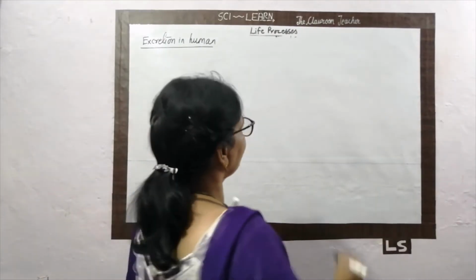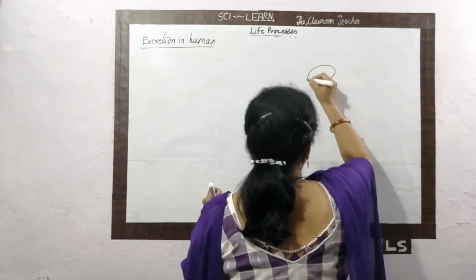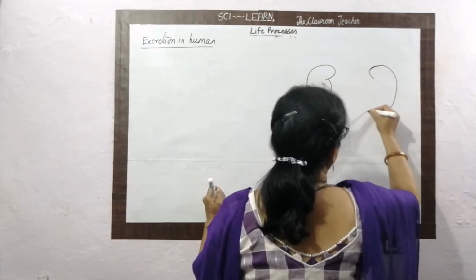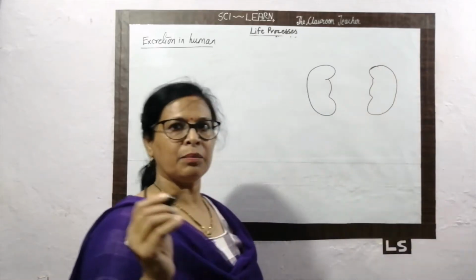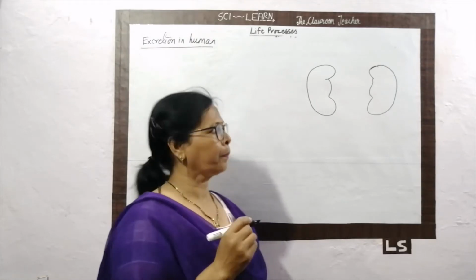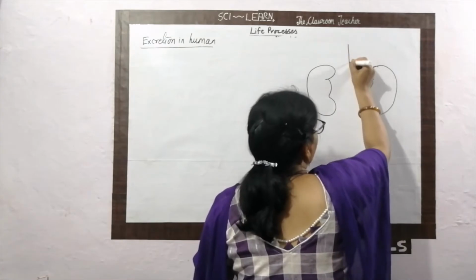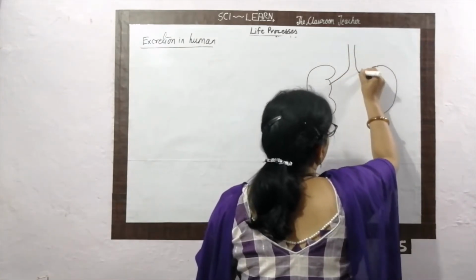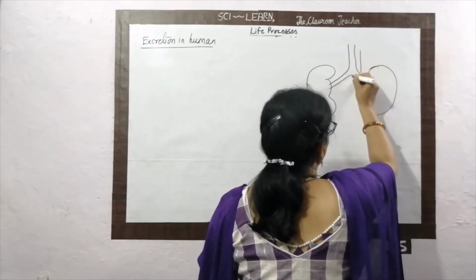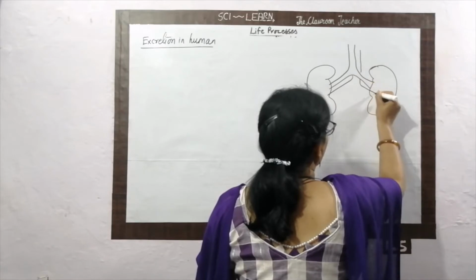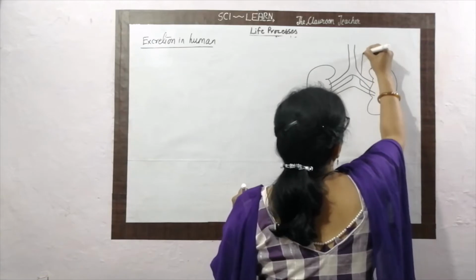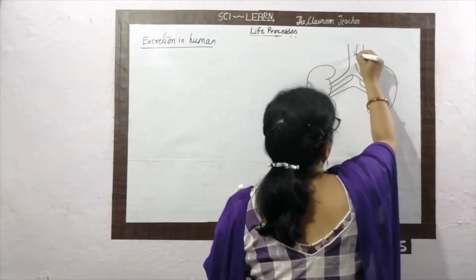We have paired kidneys there. The kidney is a bean-shaped, paired organ which is present in our body. Some veins and arteries are present here, which help in the transportation of pure and impure substances. What is pure and what is impure substance, we will discuss in our explanation.